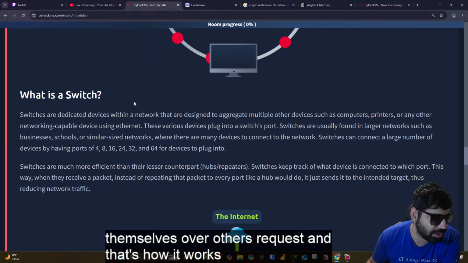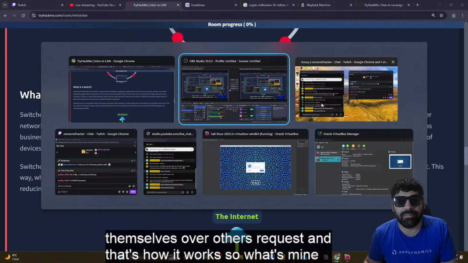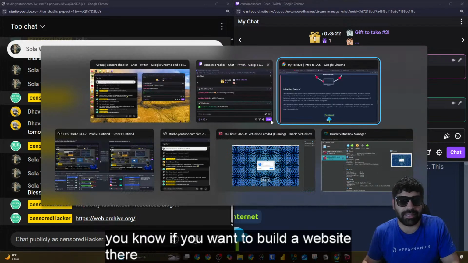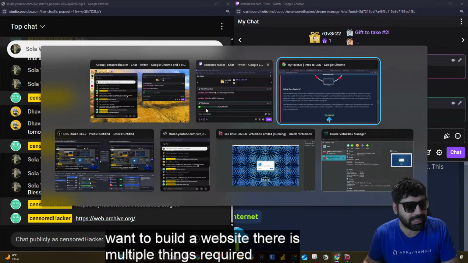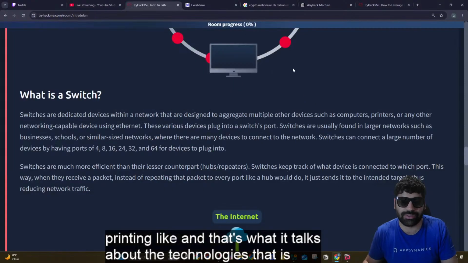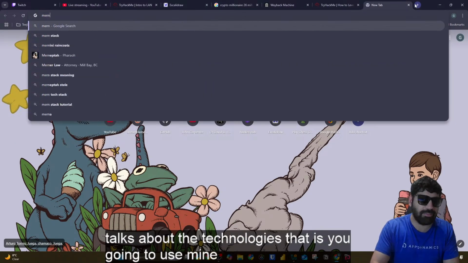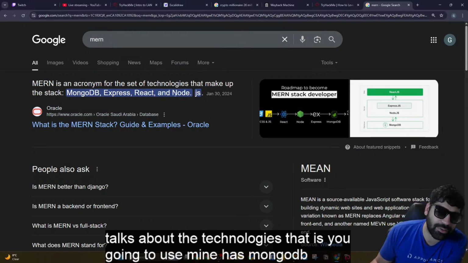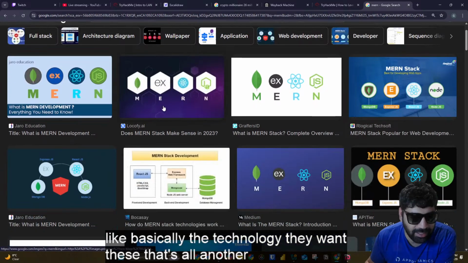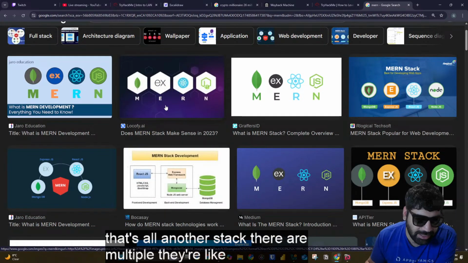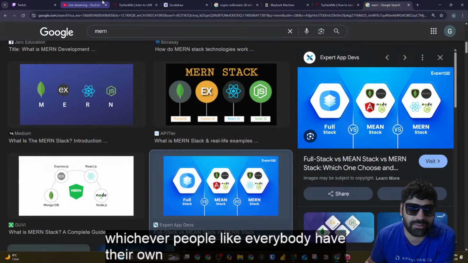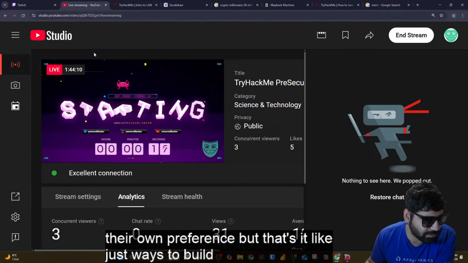So what's MERN? MERN is basically a tech stack. Like, if you want to build a website, there are multiple things required, front end and back end, right? That's what it talks about, the technologies that are going to be used. MERN has MongoDB, Express, React, and Node.js for basically the technology they want to use. That's all. Another stack. There are tens of stacks, so many ways, whichever people like. Everybody has their own preference. But that's it. Just ways to build a technology, right?